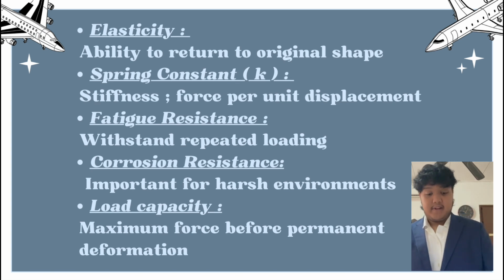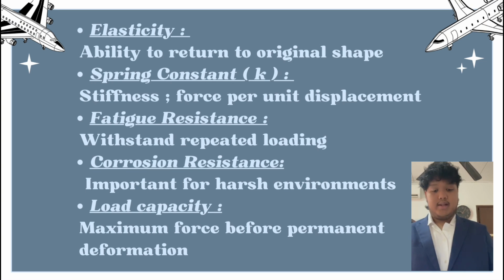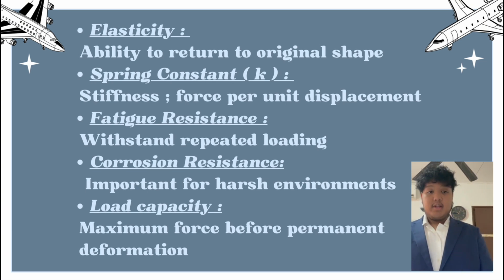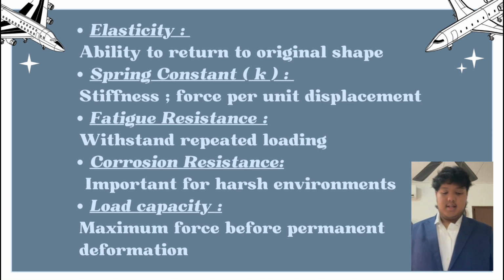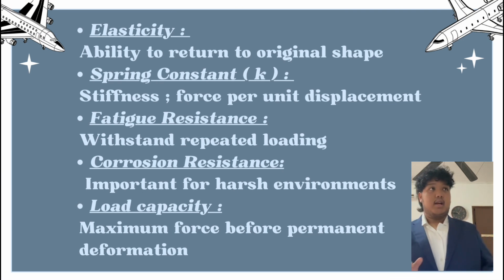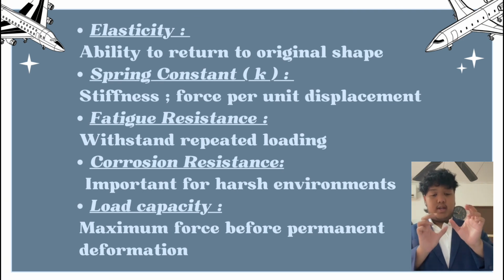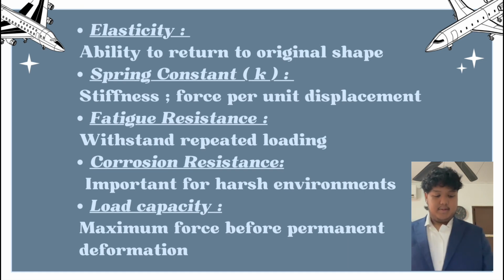The third one is fatigue resistance. A spring can withstand repeated loading. The fourth one is corrosion resistance, important for harsh environments, like rain and sun. The last one is load capacity, maximum force before permanent deformation. The meaning is that every spring has its own maximum force before it is not able to return back to its original shape.